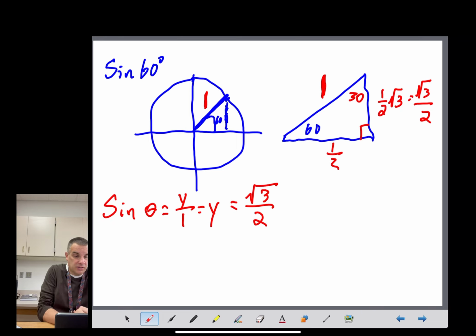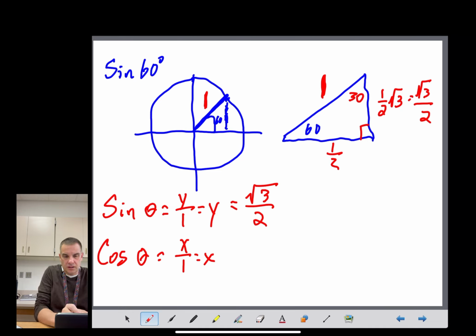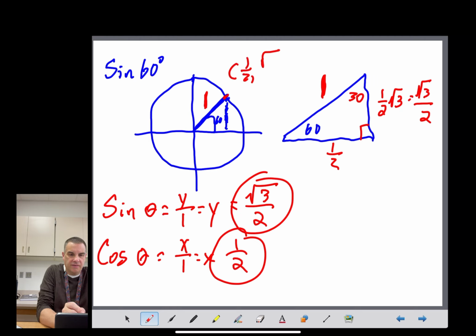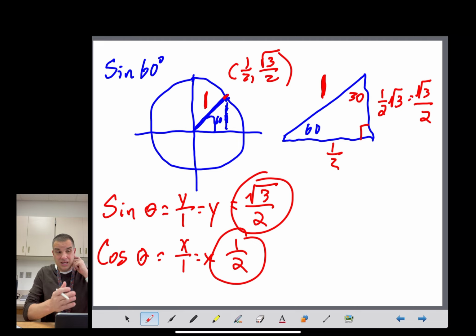Okay. Could we find the cosine of this? Certainly could. Cosine of theta we said was going to be x over 1 or just x. Our x value is 1/2. 1/2 over 1 is just going to be 1/2. So those are our exact ratios of sine and cosine. And in fact, what this does is it gives us this coordinate on the unit circle: 1/2, the square root of 3 over 2. We know this length, we know that height. That's the exact coordinate for 60 degrees.